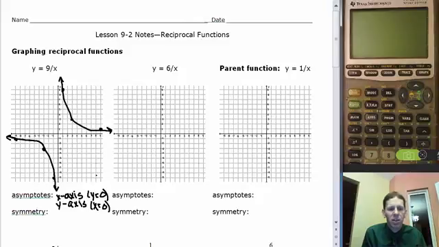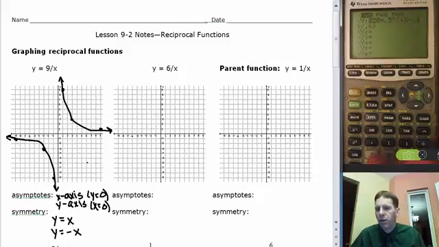Symmetry. This graph has two lines of symmetry. This line here is the line y equals negative x, and that would be a line of symmetry. There's also a line of symmetry that goes this way, and this is the line y equals x. So there are two symmetry lines, y equals x and y equals negative x, for this graph.